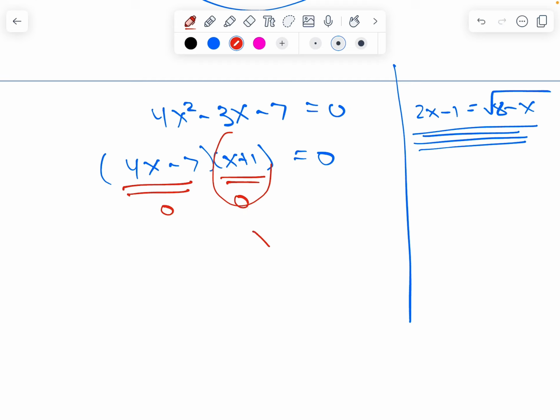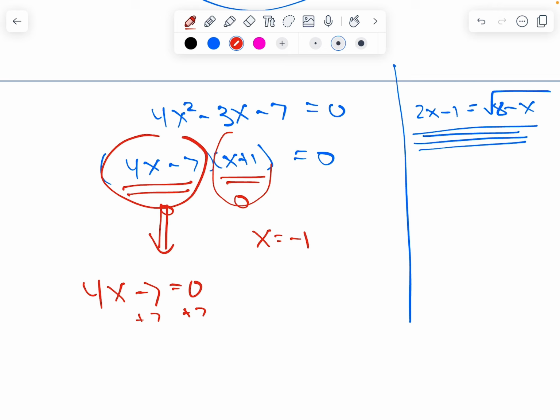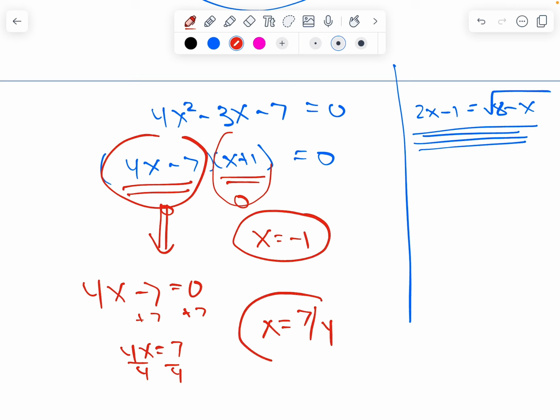All right, so x equals -1. What about this? For this whole thing to be 0, what would x have to be for that set of parentheses to be 0? We just have to solve this. Let's add 7 to both sides. 4x equals 7. Let's divide both sides by 4, and we get x equals 7/4. Now, it could be that both of those solutions work, or it could be that one is extraneous. You just have to plug them in and see what happens.